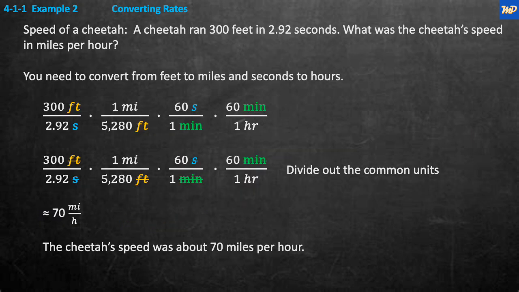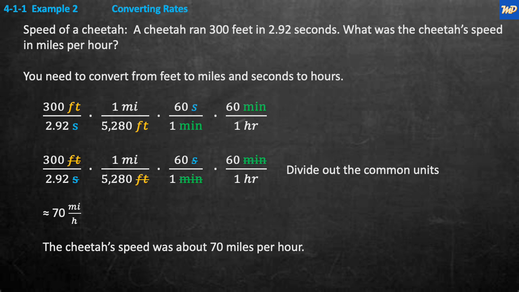Okay, example 2, converting rates. Speed of a cheetah. A cheetah ran 300 feet in 2.92 seconds. What was the cheetah's speed in miles per hour? So now we're going to make two conversions. The speed is in seconds and they want it per hour. And they also said the cheetah was running in feet, and they want the cheetah speed in miles. So we're going to go from feet per second to miles per hour. So there's two conversions: feet to miles and seconds to hours.